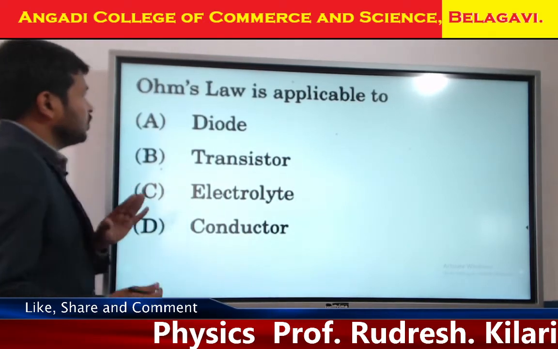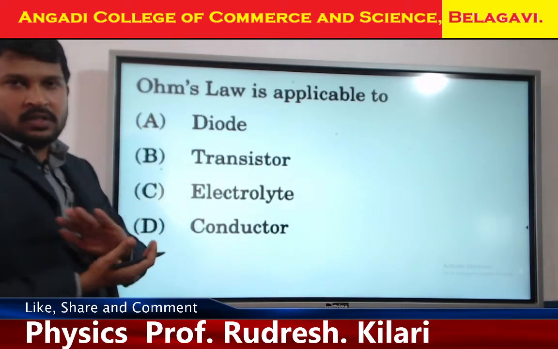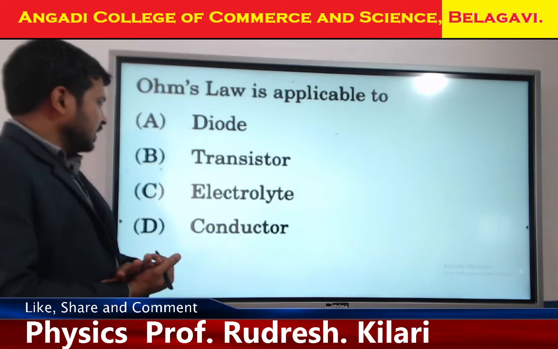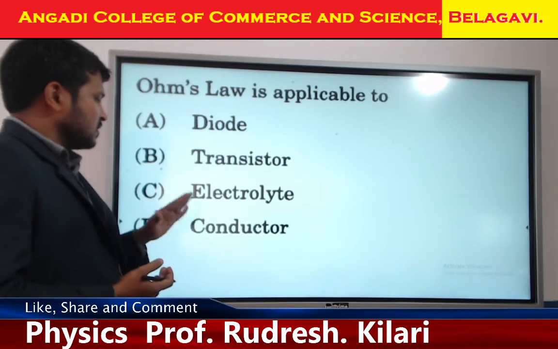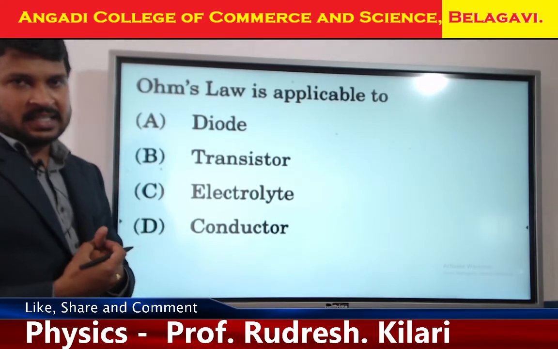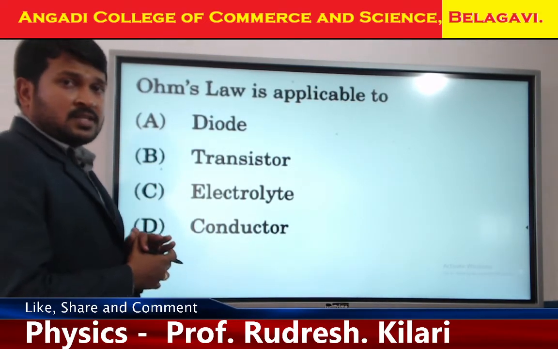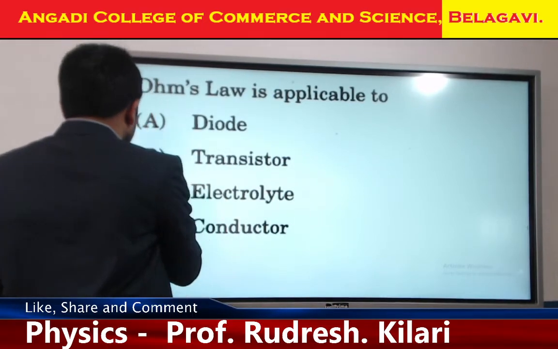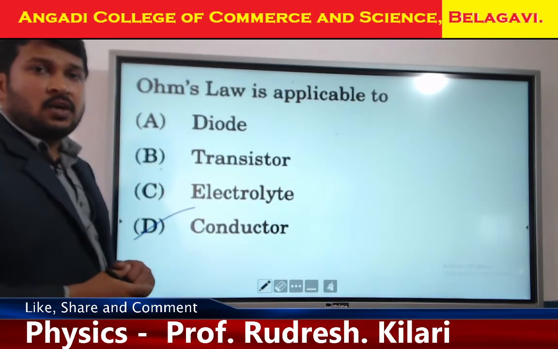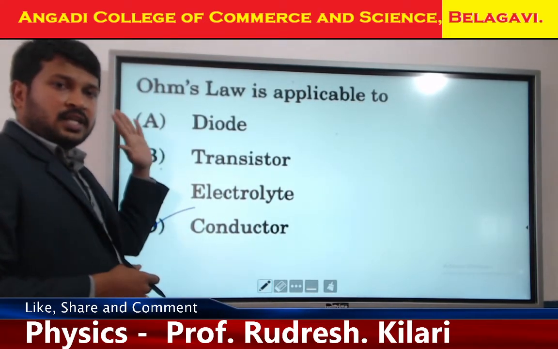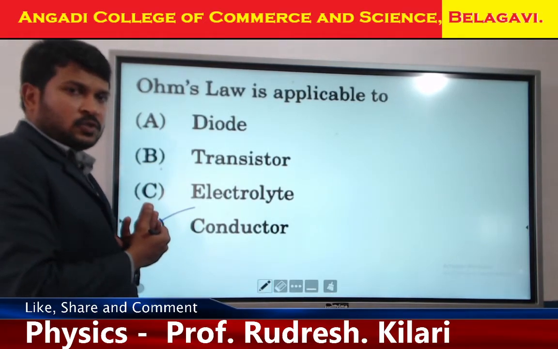Okay, next one. Ohm's law is applicable only to an ohmic conductor. Diode is not an ohmic conductor. Transistor is not an ohmic conductor. Electrolyte is not an ohmic conductor. Then what is next? Here, a conductor is an ohmic conductor, yes or no? What is the answer? Option D is the ohmic conductor. Getting my point? Okay, students, I hope you understood this one.